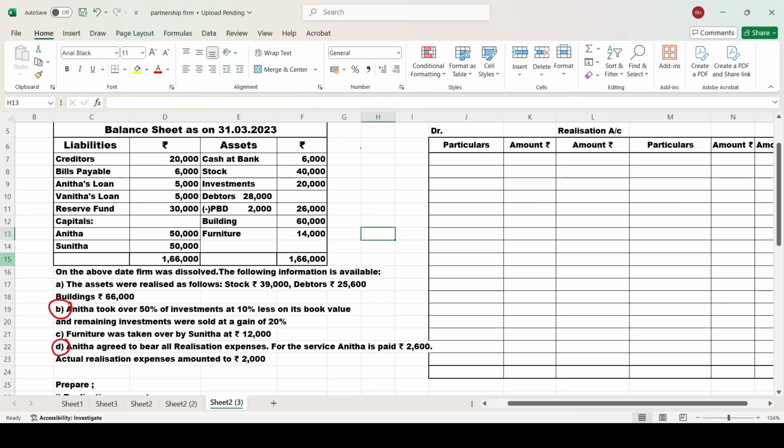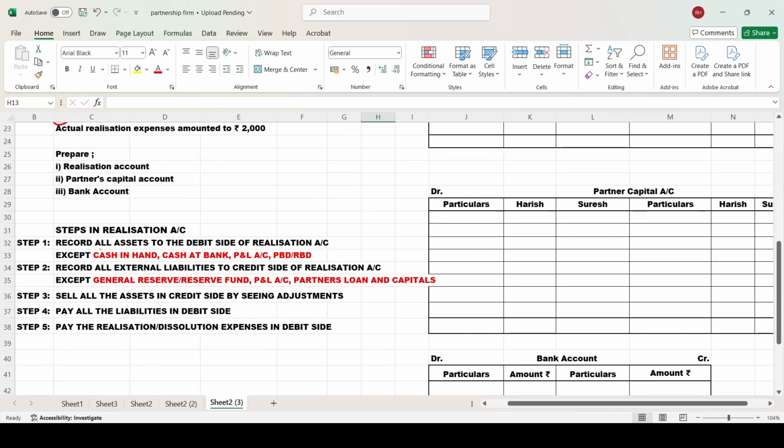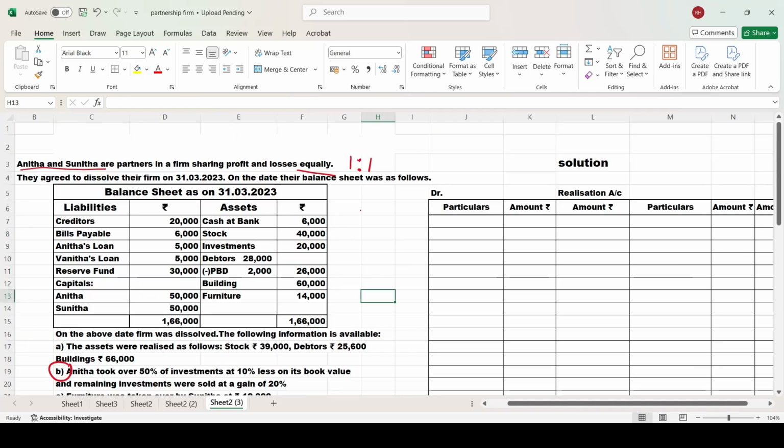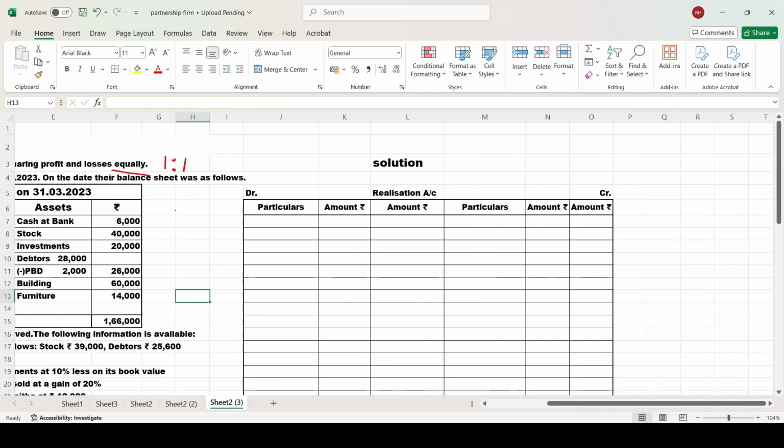As we all know, we have a few steps which we have to follow while preparing the dissolution. First, in the realization account, we'll go through that. Step 1: record all the assets to the debit side of your realization account. Hope you people remember it. All the assets given here should be recorded in the debit side of the realization account.